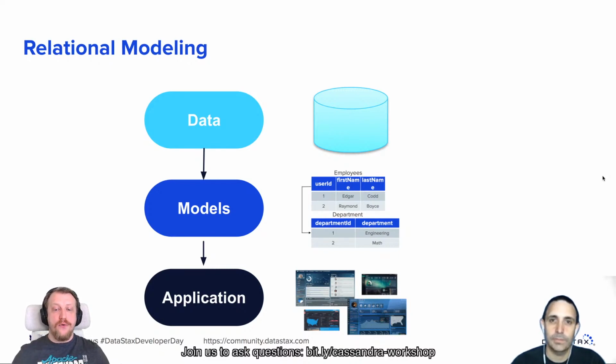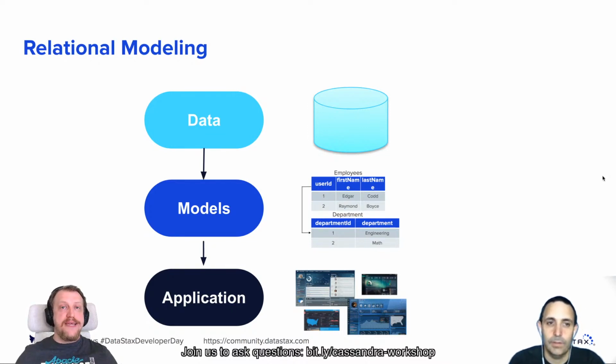In this case, we are going to have two tables, employees and departments, and we are having a foreign key to establish a relation between them. Every user works in a department. Let's say Edgar Cott, user ID number 1, works in department ID number also 1, which is engineering. And then your application needs the data.